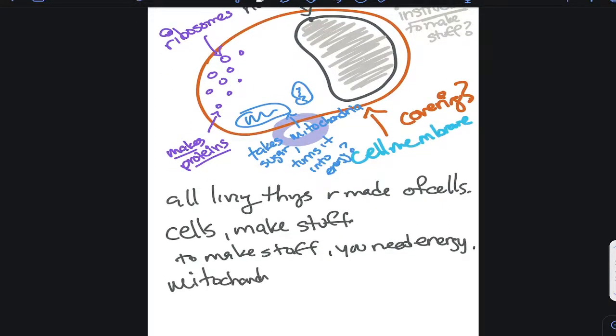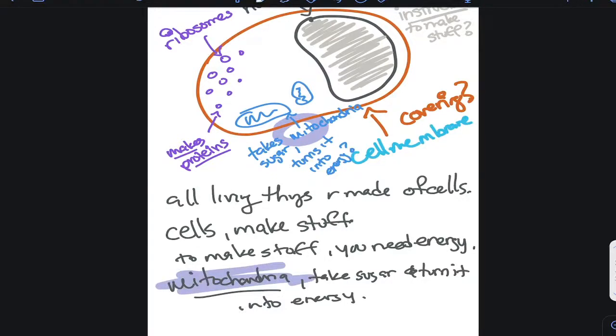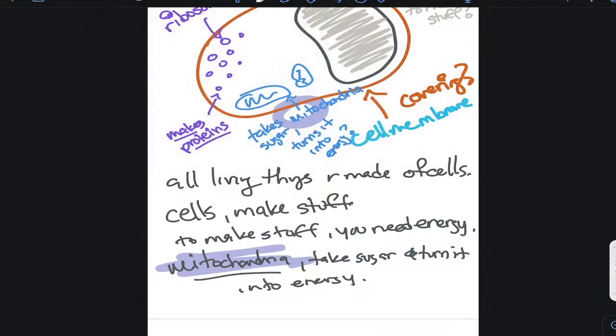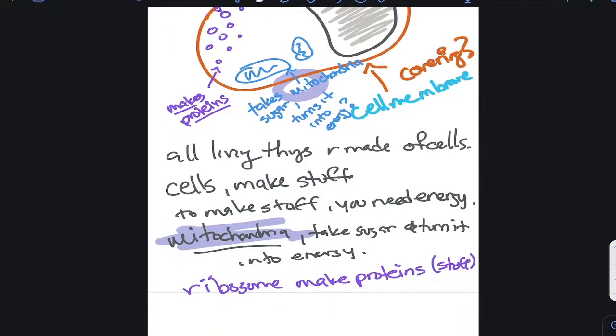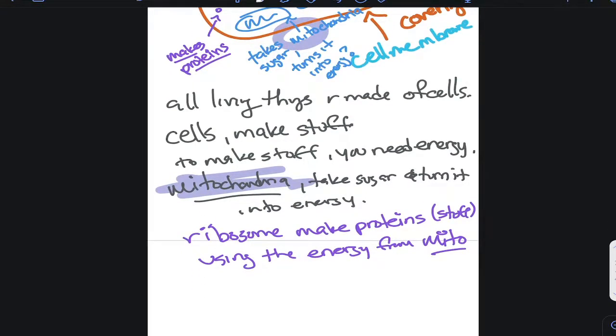Mitochondria take sugar and turn it into energy. Okay? What do we do once we have that energy? Now we have energy to make stuff. Who's going to make stuff? Ribosomes. Ribosomes are going to make proteins, okay? Using the energy from mito. But how are you going to make stuff? How do you know how to make it?